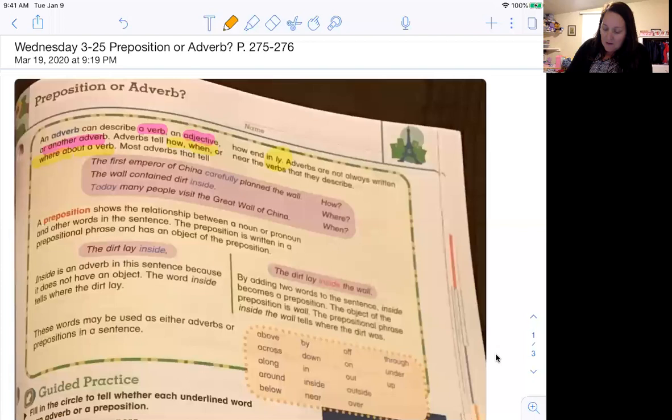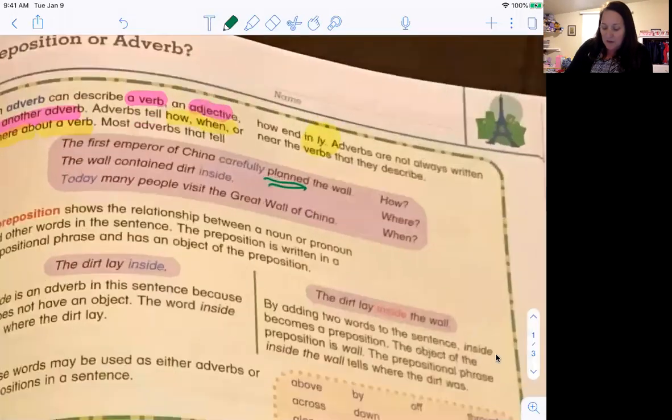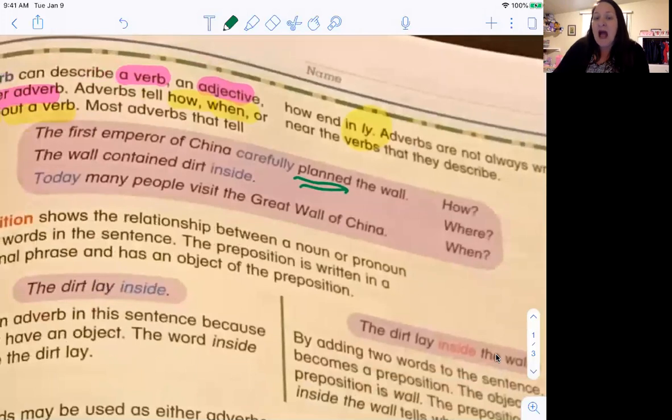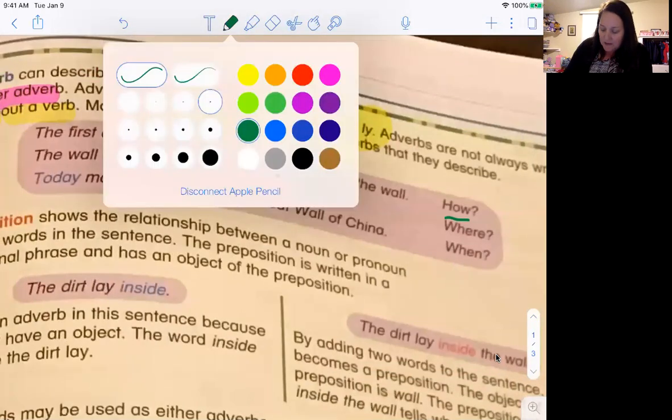We have the first sentence here. It says, the first emperor of China carefully planned the wall. And we have to look at our verb. Our verb is planned. I'll make that a little bit bigger for you so you can see it. How was it planned? It was planned carefully. So carefully is describing the verb plan, and it's answering the question how.